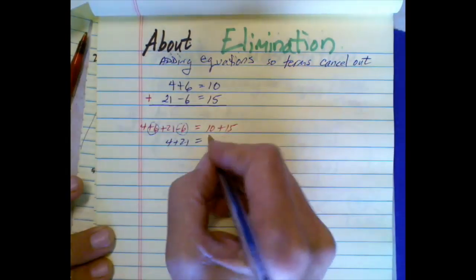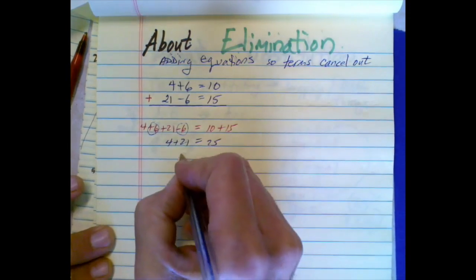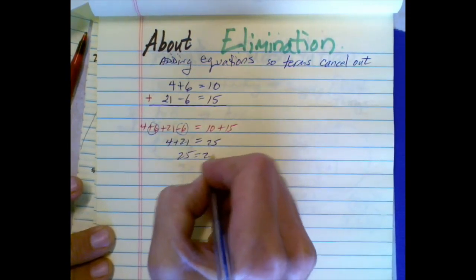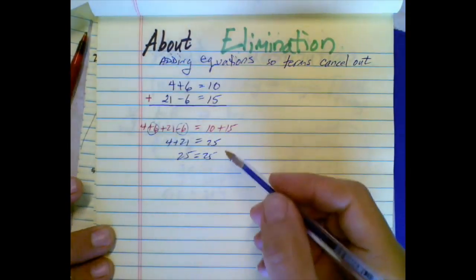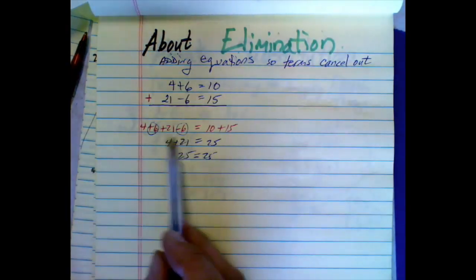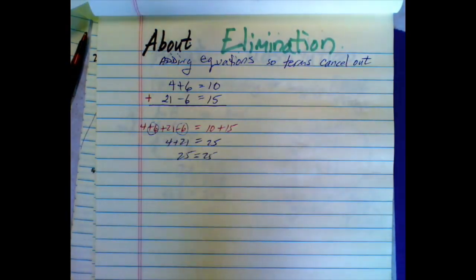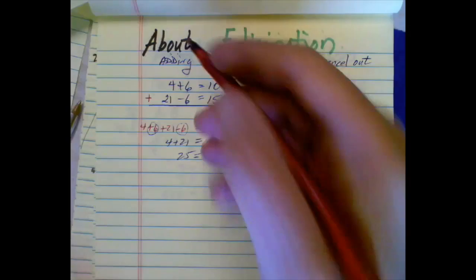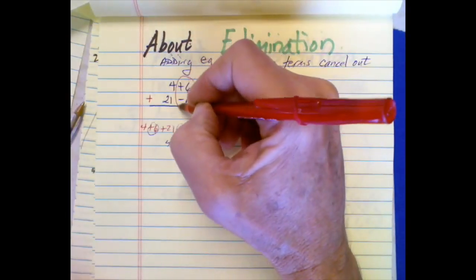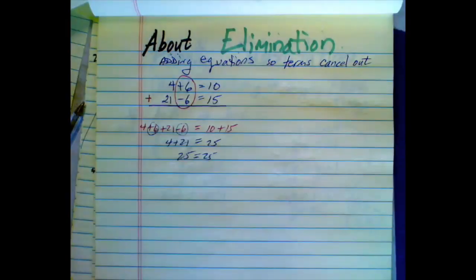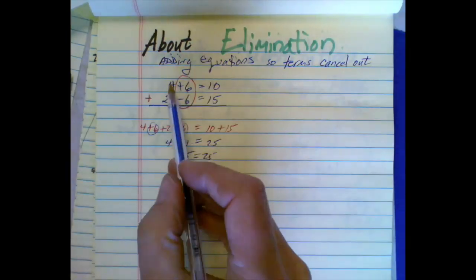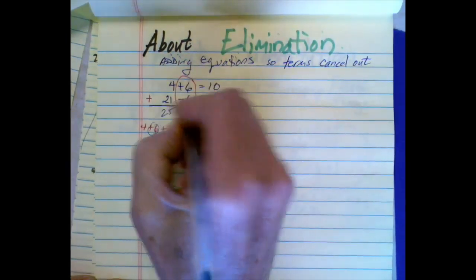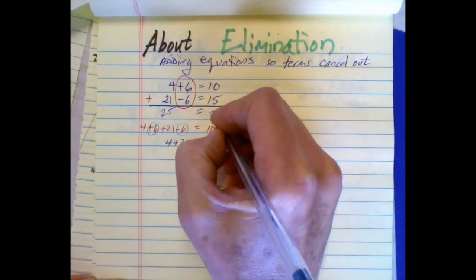And then the right side, 10 plus 15 is 25. And sure enough, 25 equals 25. So I had the equations, and when I looked at it this way, the two sides remained equal. Well, this is what we're looking at right here. Hey, won't those two terms cancel out? And there you got it. 4 plus 21 is 25. 10 plus 15 is 25.